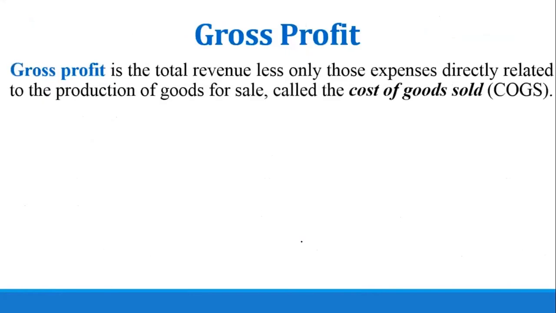So let us understand more about gross profit. So when we say gross profit, this is the total revenue less only those expenses directly related to the production of goods for sale. So this is called the cost of goods sold, or the COGS.